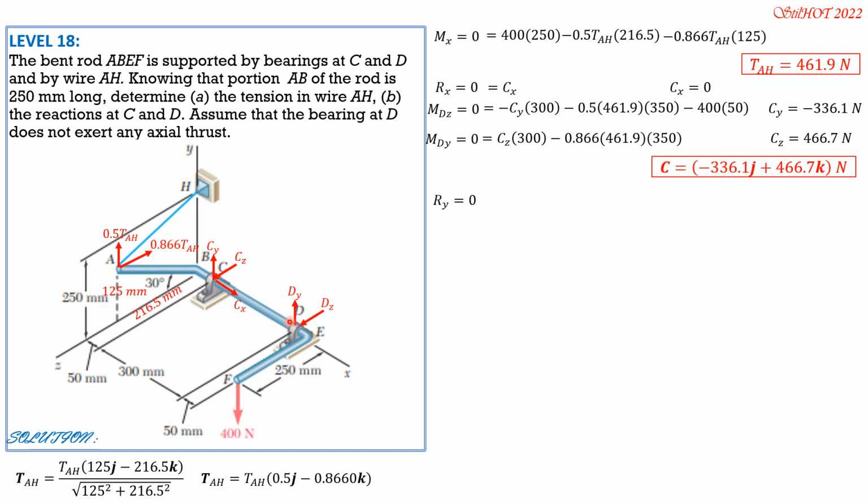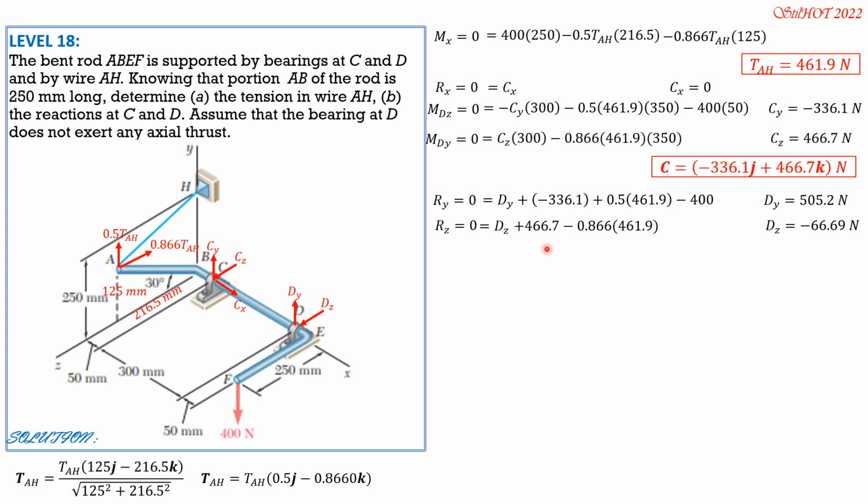Sum of Fy equals 0 to solve for Dy. So it is Dy plus Cy, which is negative 336.1, plus 0.5 tension AH, then minus 400. So solving, Dy is equal to 505.2 newtons. Then sum of Fz equals 0 equals Dz plus Cz, which is 466.7, minus 0.866 tension AH, which is 461.9. So Dz is equal to negative 66.69. Therefore, D in vector form is the quantity 505.2 J minus 66.69 K newtons. So that's it for this problem.